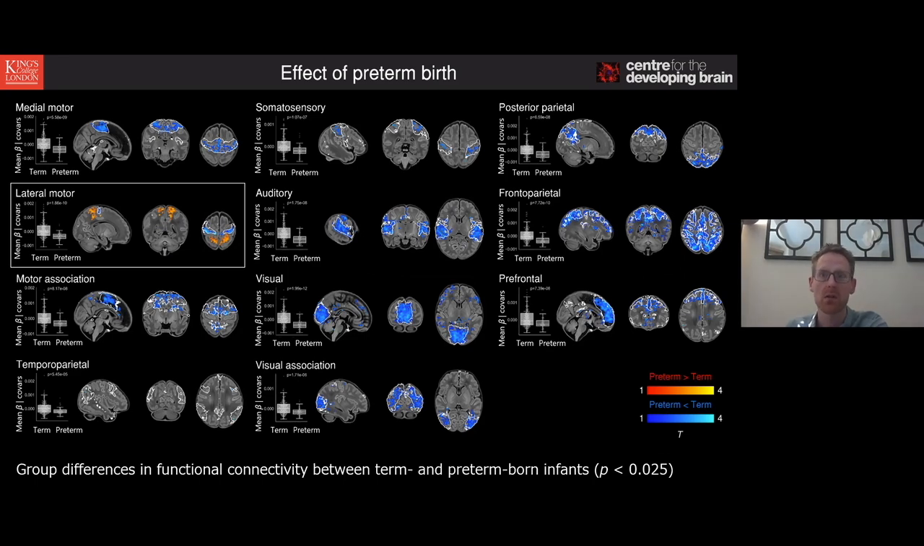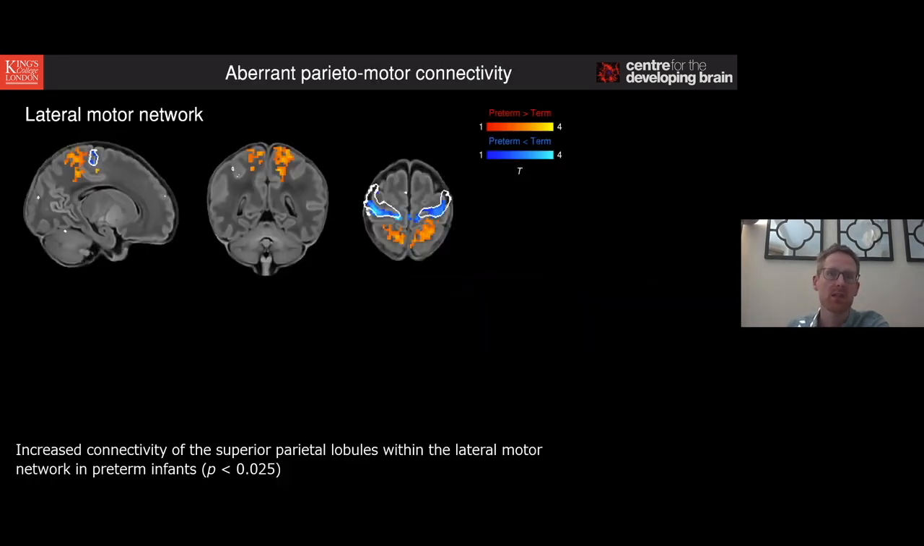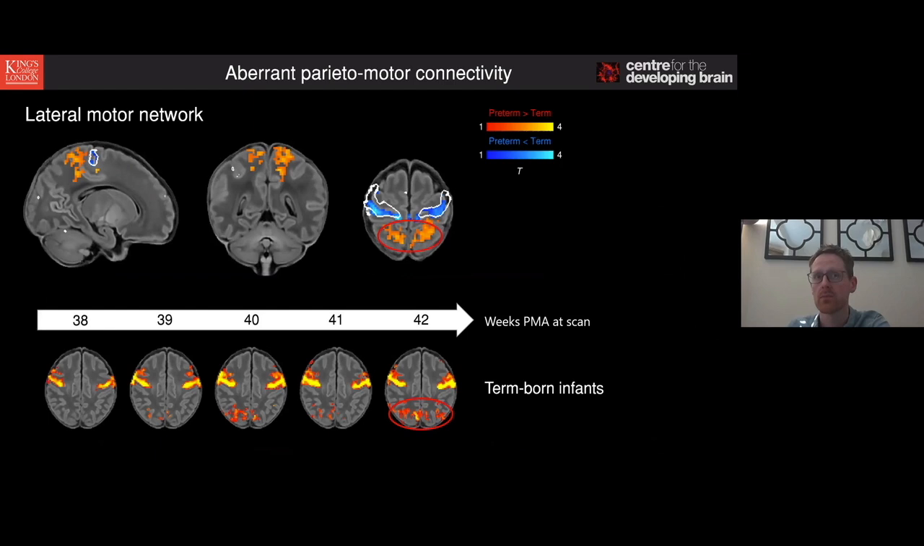Finally, I'd like to focus on this result, which we didn't expect to see. We found the preterm infants showed increased connectivity of the superior parietal lobules within the lateral motor network compared to term-born infants.